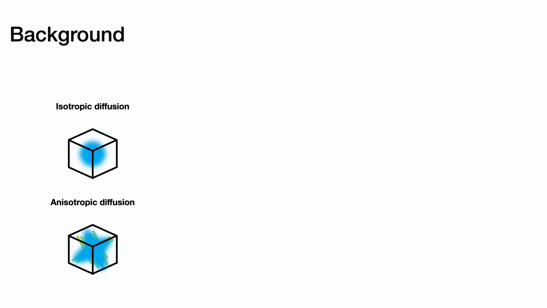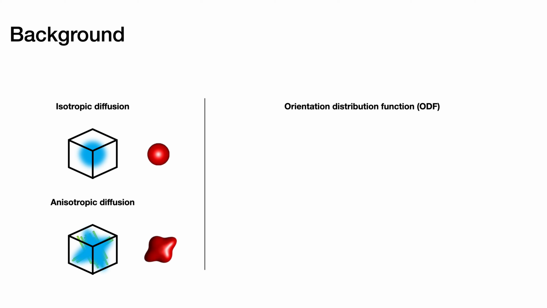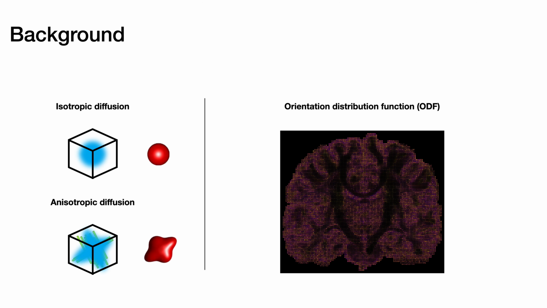In this case, we can use a distribution function over the sphere to measure the probability of the water molecule diffusing along that direction. If there's no fiber, the distribution may be like a uniform distribution. If two fibers are crossing each other, there may be 4 peaks over the distribution function. Similar to DTI, if we measure the distribution function at every location inside the brain, we can get the orientation distribution function called ODF.